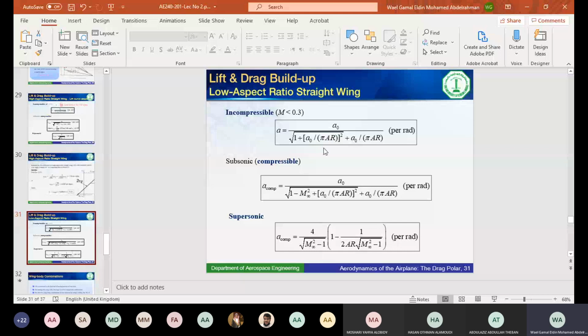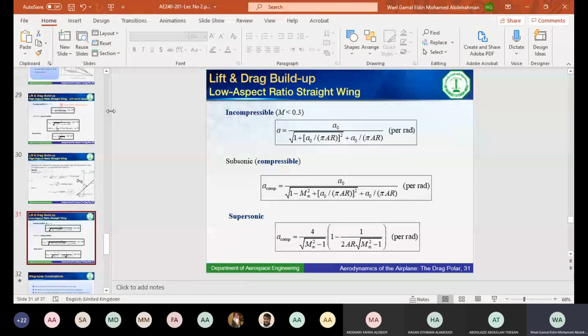Now there is another set of equations, the same thing for incompressible, high subsonic, and supersonic, but for the cases when the wings are not high aspect ratio, low aspect ratio, short wings, like for most military aircraft or fighter aircraft, I would say, they have low aspect ratio wings. And when we say high or low, there is a rough number people use to determine high or low aspect ratio, which is 3. So if the aspect ratio is less than 3, it's considered a low aspect ratio wing. If it's more than 3, it's a high aspect ratio wing.